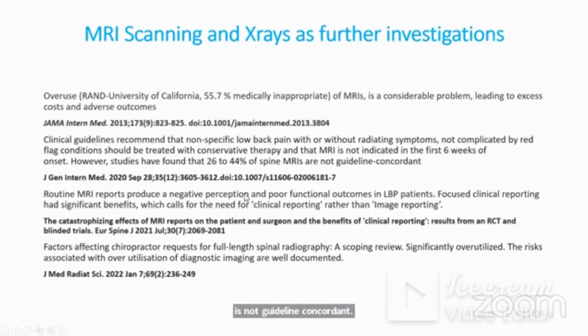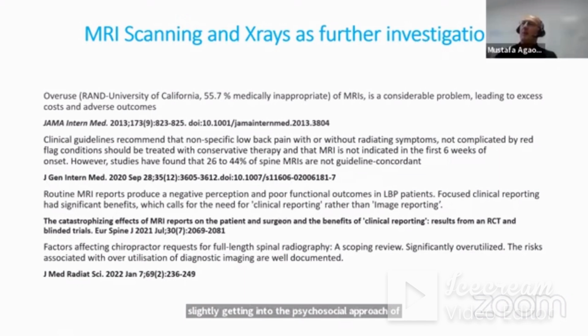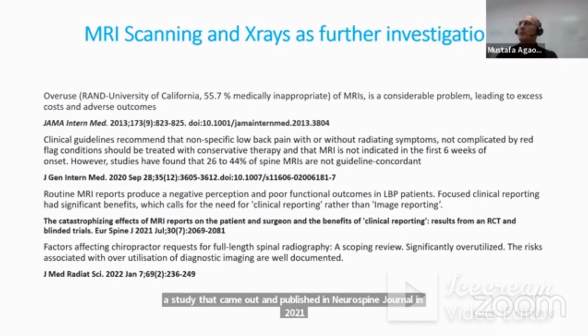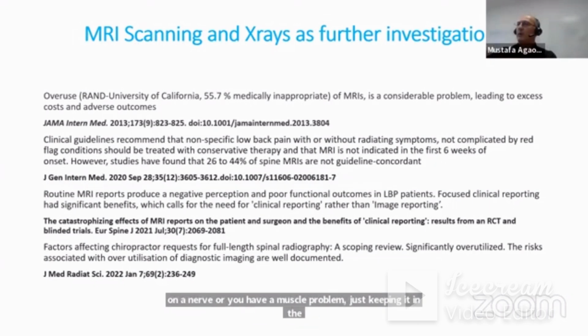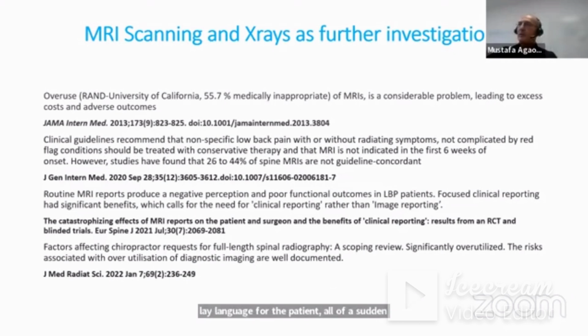Moving forward, slightly getting into the psychosocial approach of patient care, there's a study that was published in Neurospine Journal in 2021, where the reports of the MRIs were actually shared with the patient. Patients had catastrophizing reflections on it. However, instead of reporting on the images, if the clinical findings were reported to the patient, saying that, well, you have a joint here that is restricted, or you have a disc problem, or it's pinching on a nerve, or you have a muscle problem, just keeping it in lay language for the patient, all of a sudden the outcome measures drastically improved.